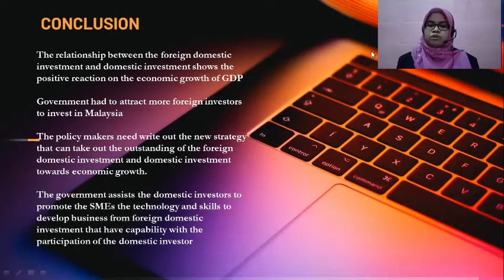So how can we improve our economic growth? First, the government has to attract more foreign investors to invest in Malaysia. Second, the policymakers have to make a new strategy to enhance the contribution of foreign direct investment and also domestic investment to economic growth. And the last one is that the government has to guide local investors to promote their business and also develop their skills to participate in foreign direct investment.